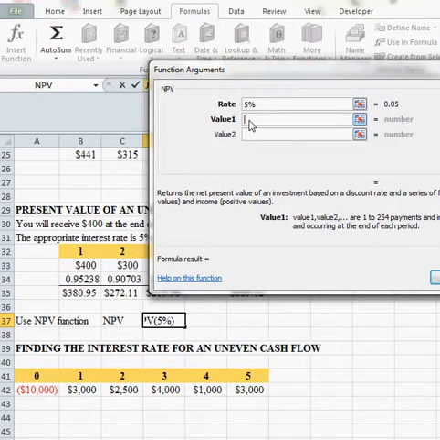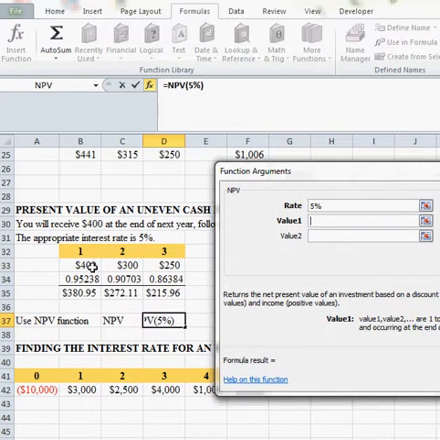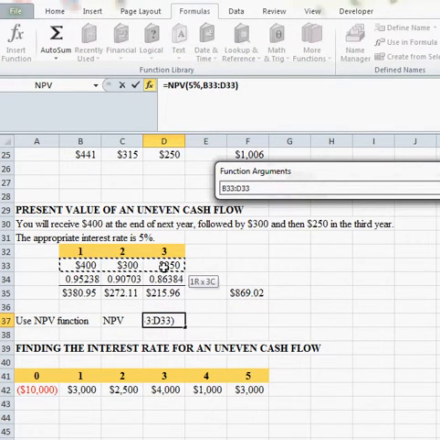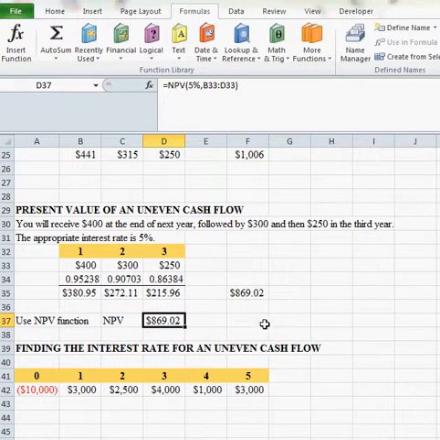And then the values, you could enter each one in a box and this would grow. But the easiest thing to do is just to capture them all at once. So these are my values, 400, 300, and 250. So it needs to be in a string like that. So you start with the first number, end with the last number, because it knows to discount in that way, and hit an OK. And you get the same answer.